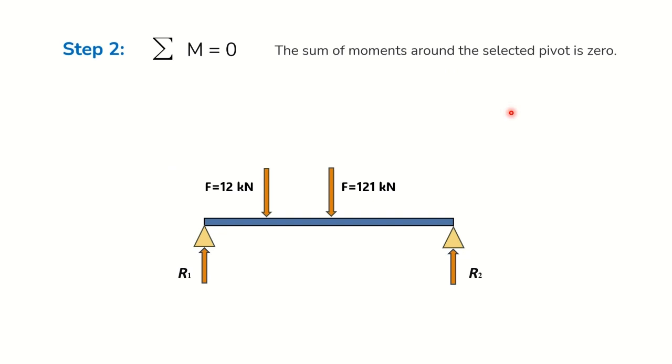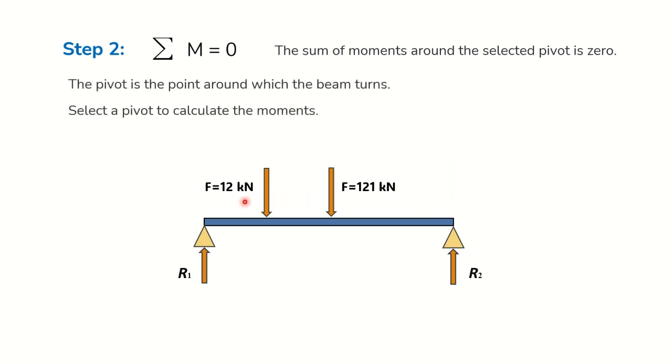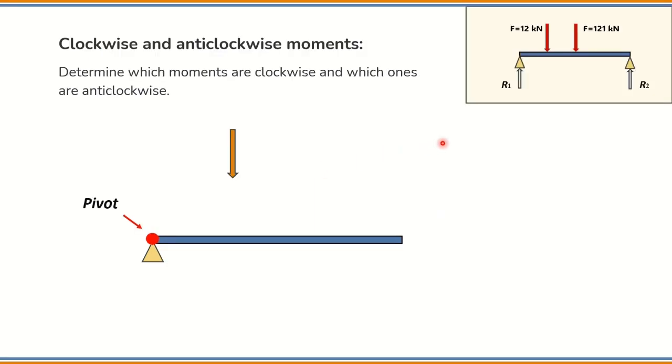Step 2. The sum of the moments around a point is 0. This point is called the pivot, and we need to place it on the beam. I'm going to select the pivot on the left end of the beam. Now we need to determine if the moments caused by the forces are clockwise or anti-clockwise. I am going to start with the force of 12 kilonewtons, but the force of 121 kilonewtons is going to be the same.